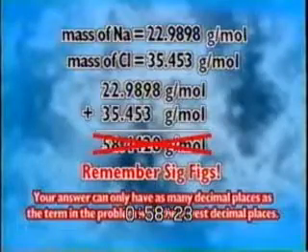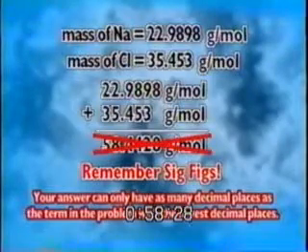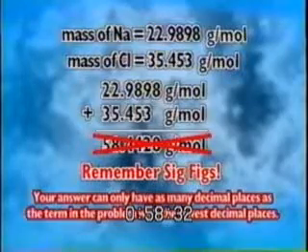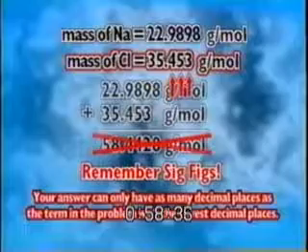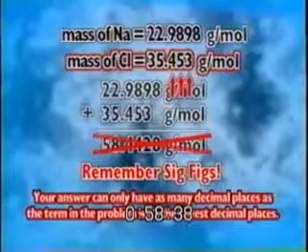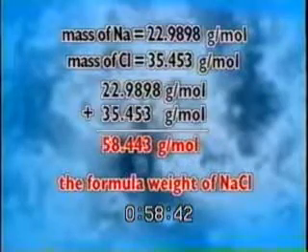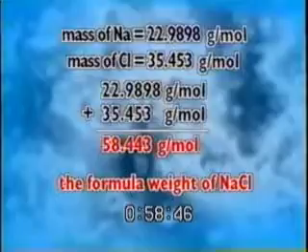Now don't forget the rules for sig figs with addition and subtraction. Your answer can only have as many decimal places as the term in the problem with the fewest decimal places. The mass of chlorine, one of the terms we added, only has 3 decimal places, so our answer can only have 3 decimal places. The formula weight of sodium chloride is 58.443 grams per mole.